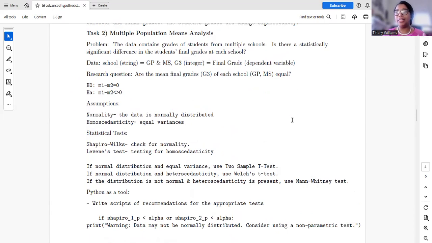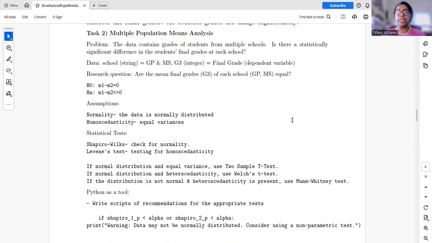So the problem we'll be addressing today is the data that contains multiple schools, so the students from multiple schools. And so we'll be looking at, is there a statistically significant difference in the students' final grades at each school? So the data we'll be using is the schools, which is multiple schools, two schools, GP and MS. And we'll also be looking at the final grades as the dependent variable for both of those schools.